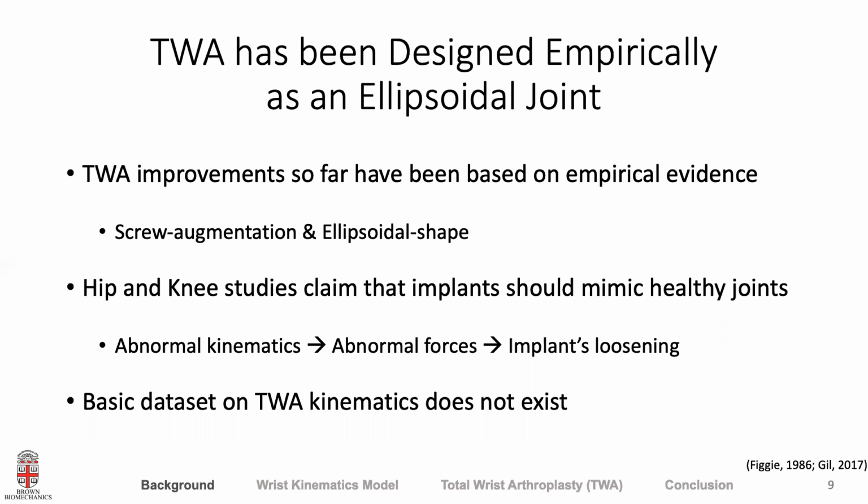Hip and knee joint databases have suggested that implants that simulate the natural healthy joint movement can reduce the complication rates and increase the survival rate of the implant. But such databases don't exist for the total wrist arthroplasty.